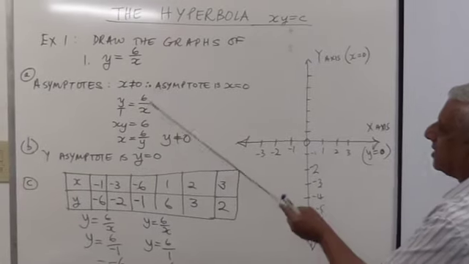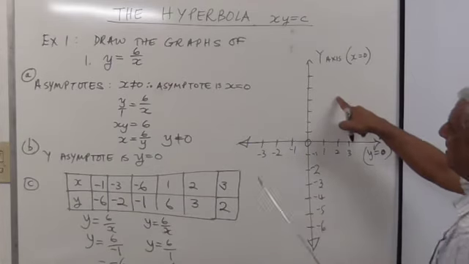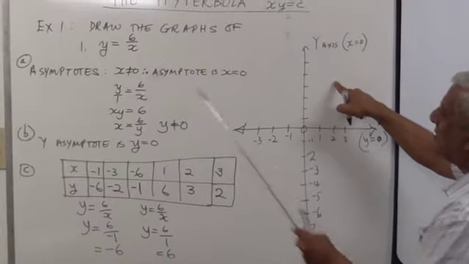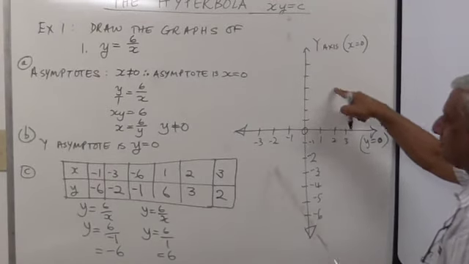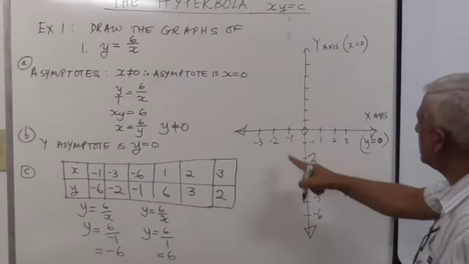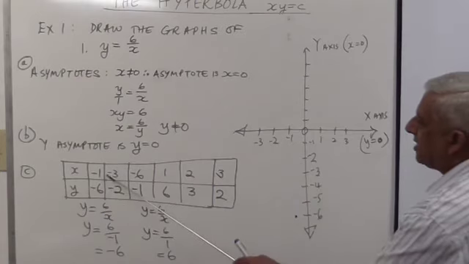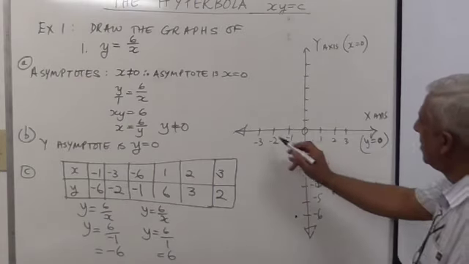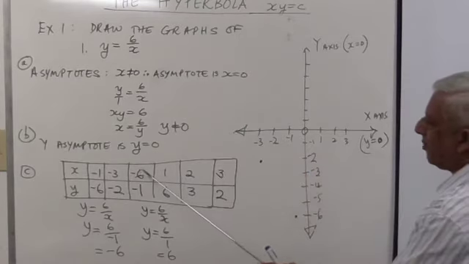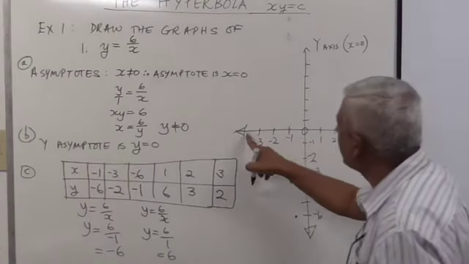Now you plot your points. -1, -6. Well, firstly, when you saw this was 6, you should know the answer is going to be here and here, because the numerator is positive. So it will be first and third quadrant. But anyway, let's see what happens. -1, -6 is here. -3, -2. -6, -1. Oh, alright, so I have to extend this line.